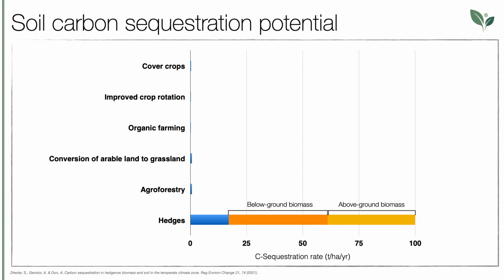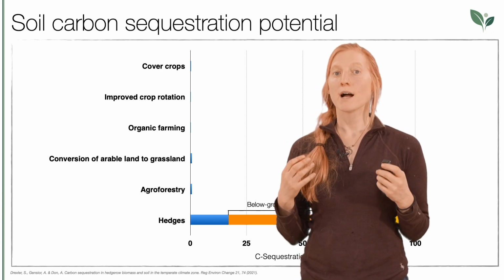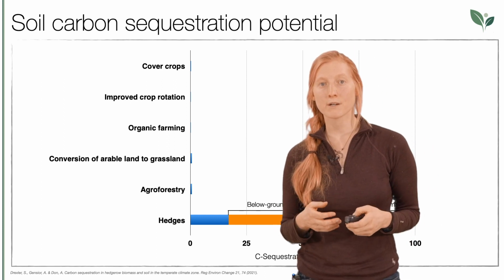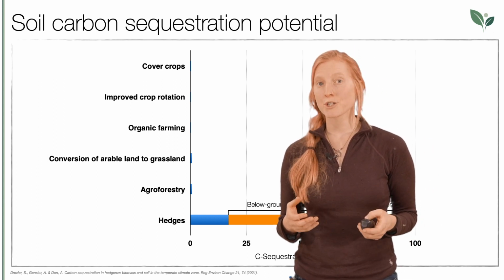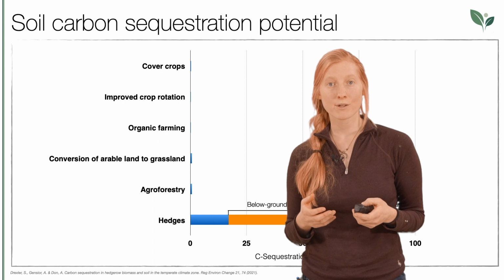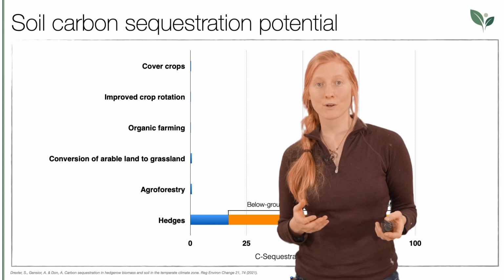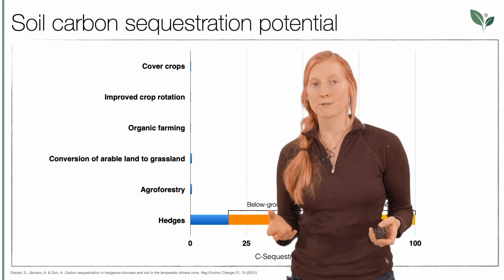A recent study shows the potential of hedgerows in temperate latitudes. And this amounts to a strong 100 tons per hectare per year and includes an astonishing carbon accumulation in the soil, in the biomass of the plants, and in the soil as well as above ground.